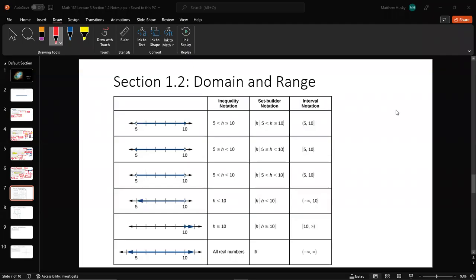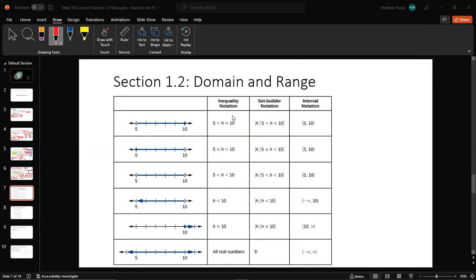Okay, so here we've got a catch-all picture, showing you the different kinds of inequalities, and then the way you would write those as intervals. There's also this thing called set builder notation, which is not used quite as often, but it's a thing.